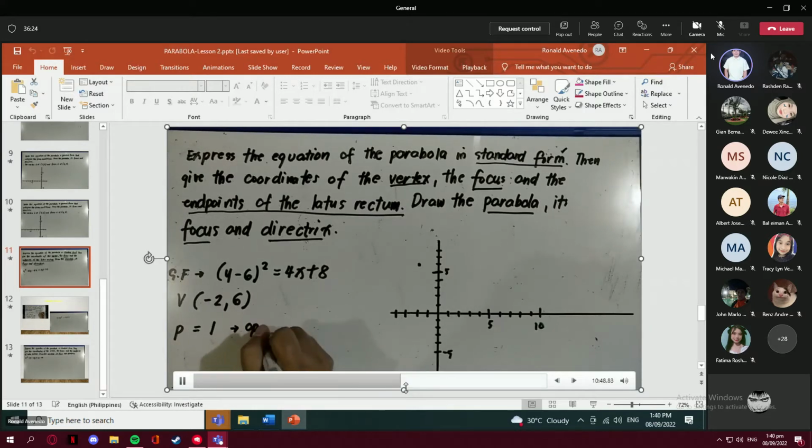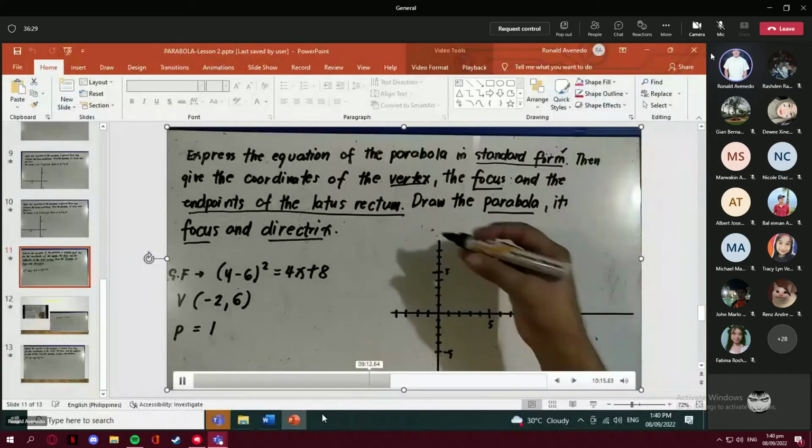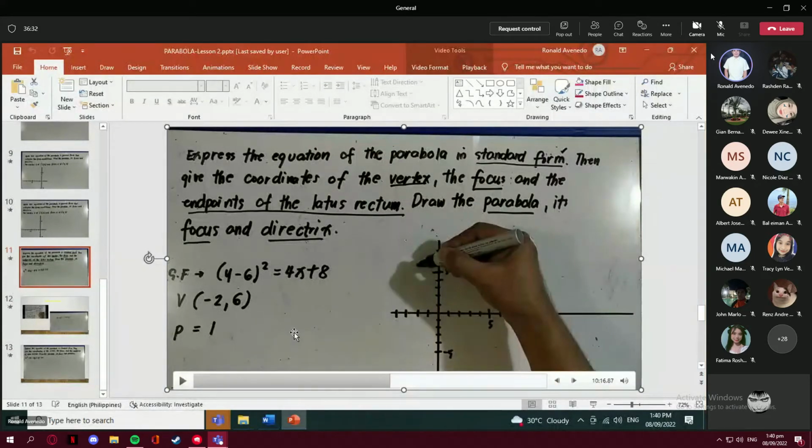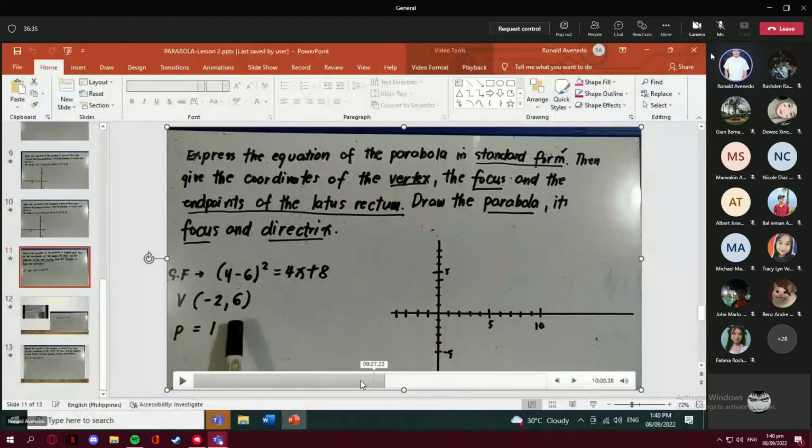It is open to right. Vertex is negative 2, 6. Are you still with me? Yes, sir. Okay, continue natin. Ito na yung kanina. Last solution, we have the standard form y minus 6 squared is equal to 4x plus 8. Then the vertex is negative 2, 6, and p is 1. So these are the only informations we have here in order to graph the parabola.